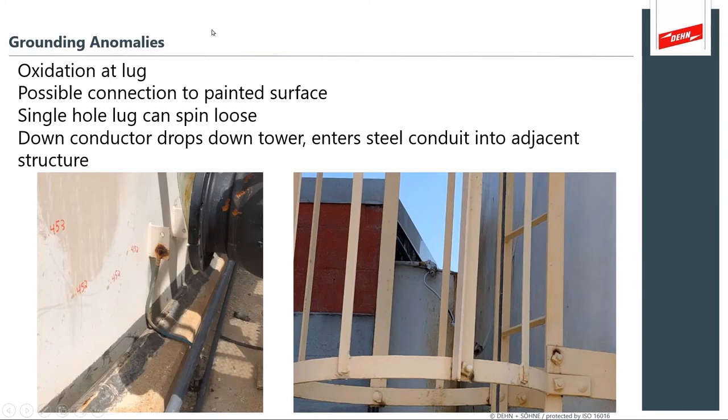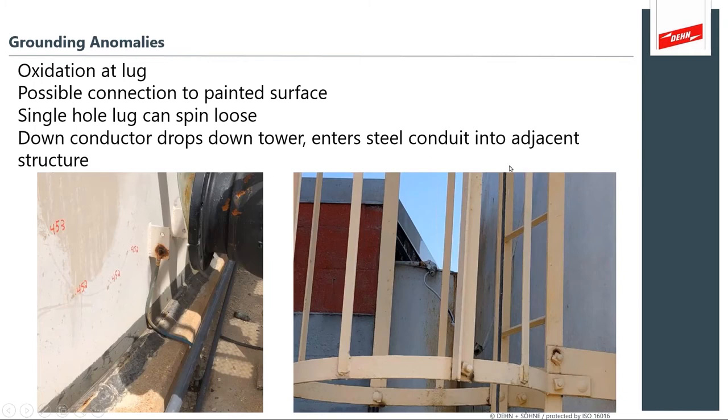Additional grounding anomalies that are easy to spot. You've got oxidation at this lug. It's possible that it's a painted connection. So you're not really getting a good connection in the first place. It's a single hole lug that can spin loose.